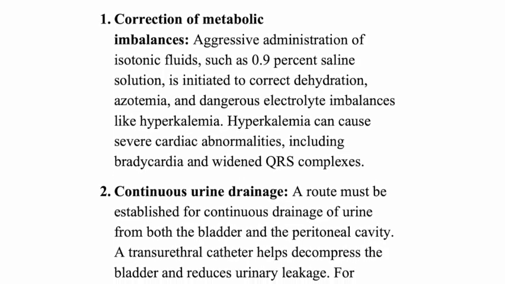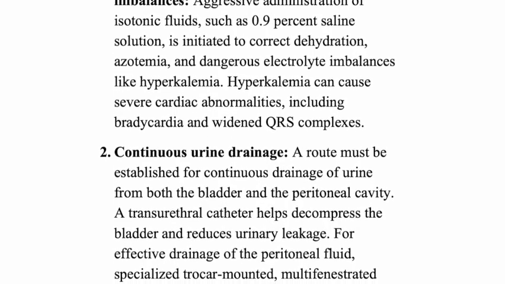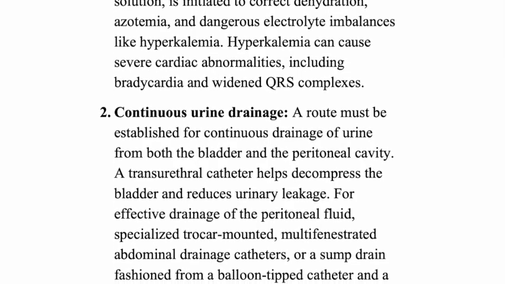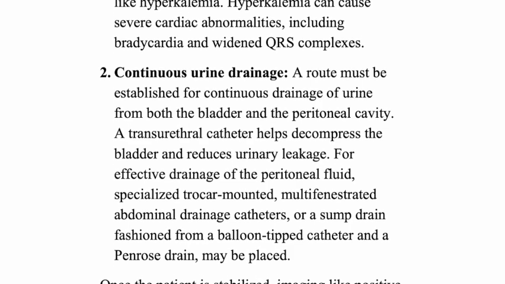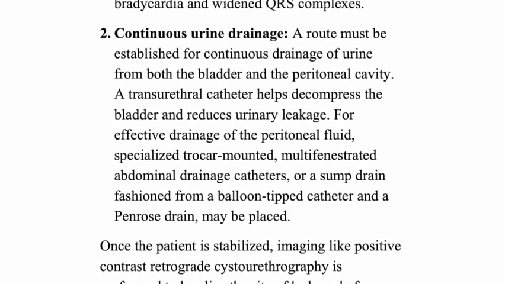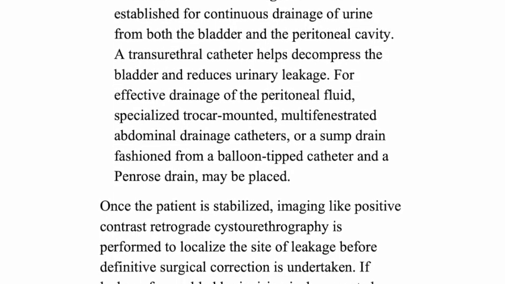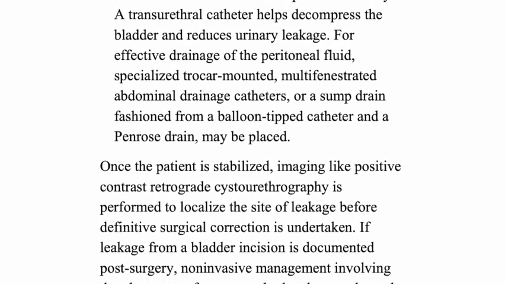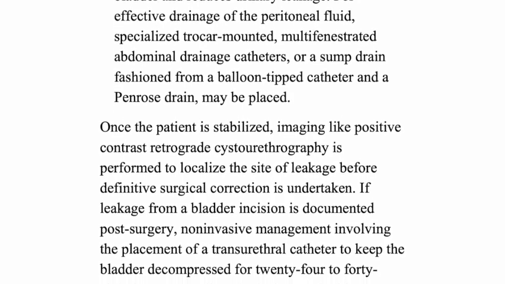2. Continuous urine drainage. A route must be established for continuous drainage of urine from both the bladder and the peritoneal cavity. A transurethral catheter helps decompress the bladder and reduces urinary leakage. For effective drainage of the peritoneal fluid, specialized trocar-mounted, multifenestrated abdominal drainage catheters, or a sump drain fashioned from a balloon-tipped catheter and a Penrose drain, may be placed. Once the patient is stabilized, imaging like positive contrast retrograde cystourethrography is performed to localize the site of leakage before definitive surgical correction is undertaken.